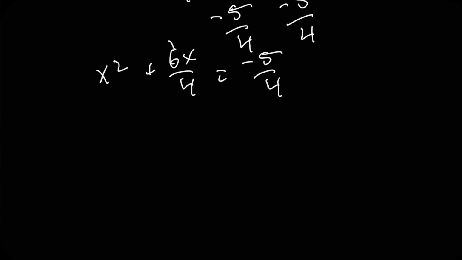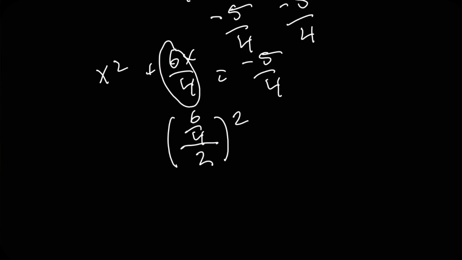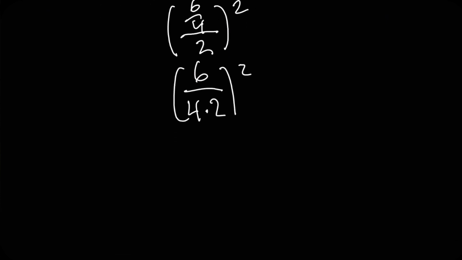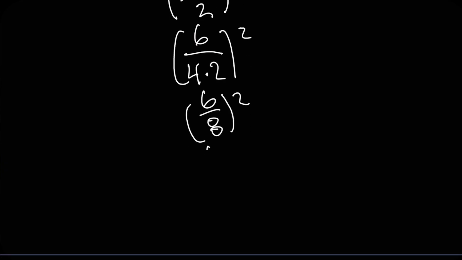So our coefficient of x is this 6 fourths. So it says we want to go ahead and take 6 fourths and then take half of that and then square it. Well, let's see what we can turn this into. We'll have 6, and then what this 4 will do is go to the bottom. So we'll have 4 times 2, and then we'll square that. This will give us 6 divided by 8 squared, which will be 3 fourths squared, or 9/16.